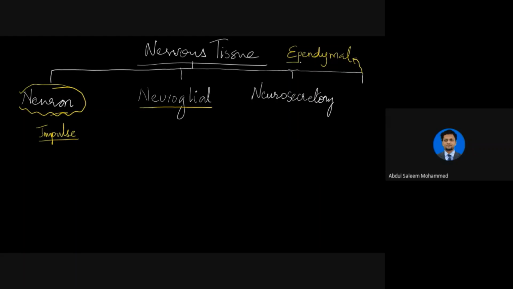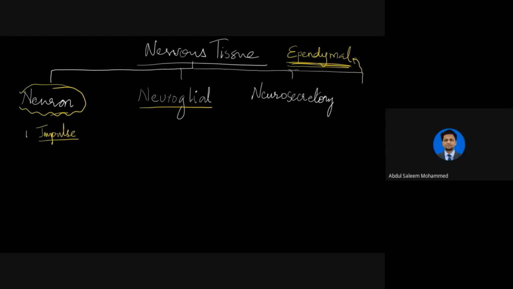Then coming to the last one, the ependymal cells. I will write down all the functions, but I'm telling you orally so that you get an idea. The ependymal cells are found lining the inner walls of the cavities which are present in the brain and spinal cord. These cells are helpful in the formation, or the secretion, of the cerebrospinal fluid. So these are the functions. I'll write them down on the screen now.